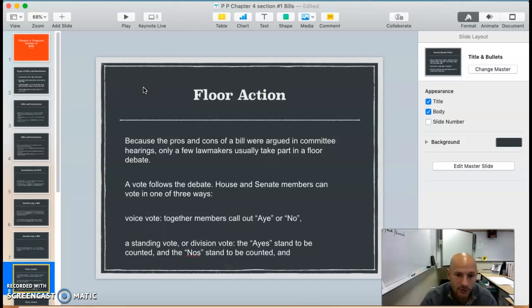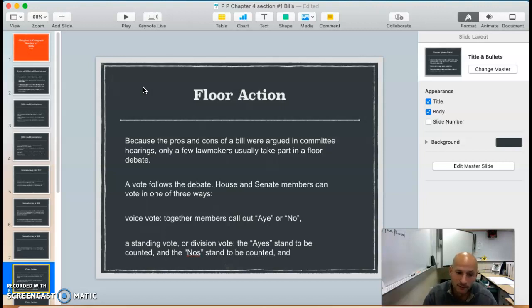Because the pros and cons of the bill were argued in committee hearings, only a few lawmakers usually take part in a floor debate. All right, somebody that might be strictly opposing it might come and debate on it, or strictly be 100% for it. A vote then follows after the debate, whether it's in the House or the Senate.